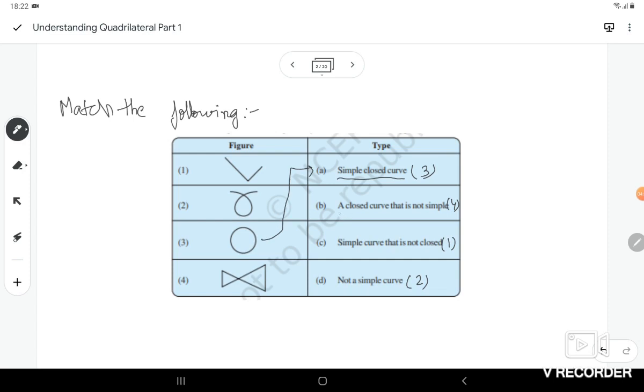Now we have to find a closed curve that is not simple. First of all, we have to find a closed curve. First figure is not a closed curve. Second figure is not simple. Third figure is already done. So the fourth figure is a closed curve that is not simple.